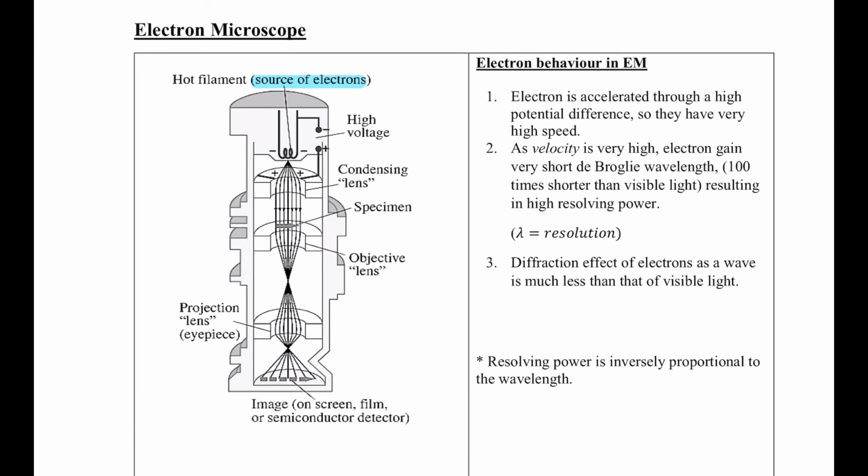The easy part is electron behavior in electron microscope adalah electron will be accelerated through a high potential difference. Okay, so you put in mind accelerated through a high potential difference. So dia akan ada very high speed. Okay, apabila velocity very high, electron ni akan ada very short de Broglie wavelength. Sebab apa? Lambda equal to h over mv. Right, so bila speed awak tinggi, lambda awak akan lagi rendah. Right, resulting in high resolving power.